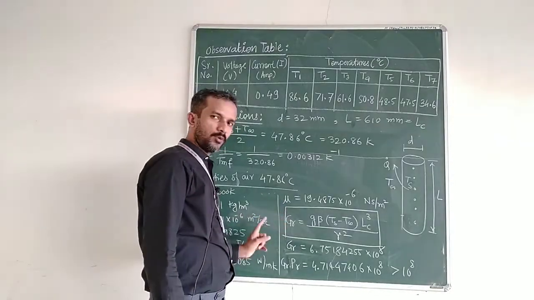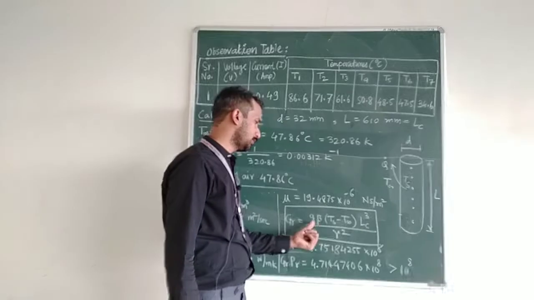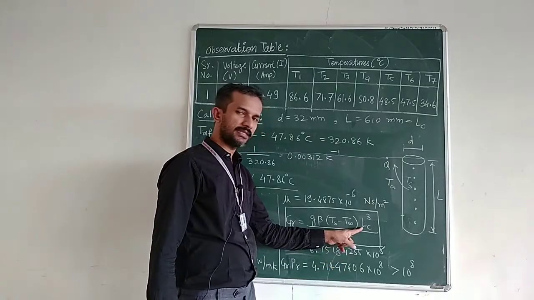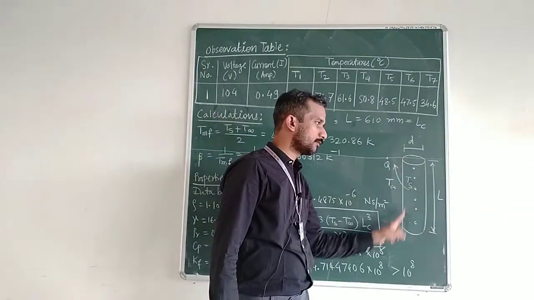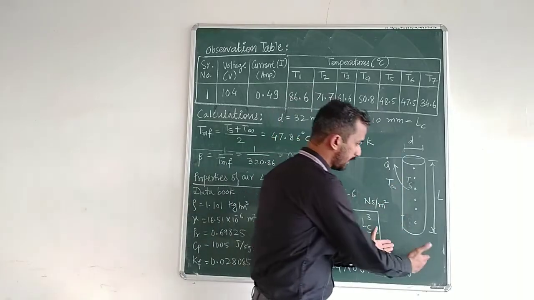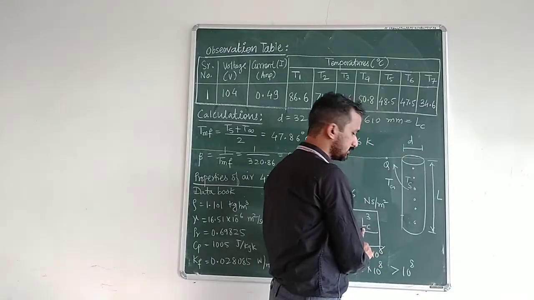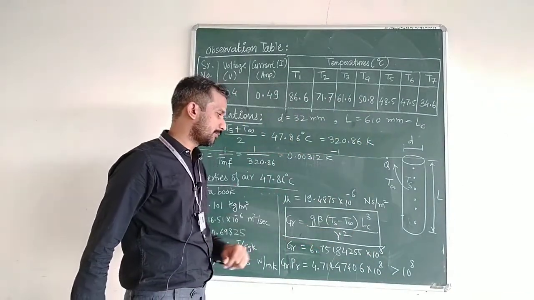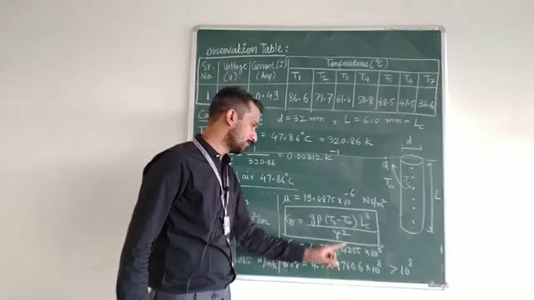So using all these properties, we can find the Grashof number. The formula for the Grashof number is g beta delta T Lc cube upon nu square. Now the characteristic length in this case is L. The flow is parallel to the cylinder. That is why the length of the cylinder will become the characteristic length. So here is the kinematic viscosity. Putting all these values, you will get the Grashof number as this value.